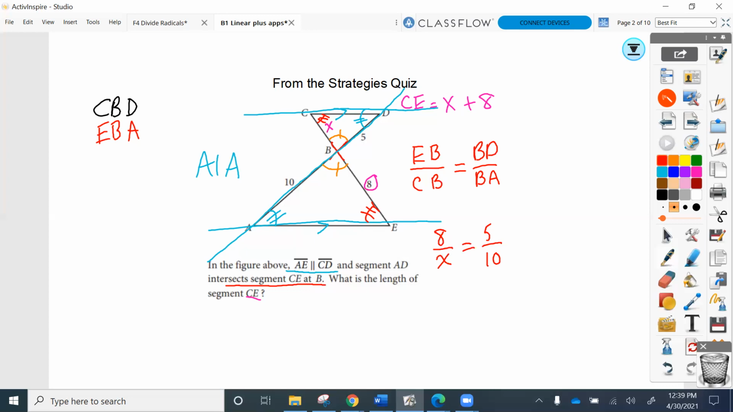So if you do product of diagonals, you can say that 80 is equal to 5X. And divide 80 by 5, you get 16. But remember, we said that CE is going to equal X, which is 16 plus 8. So this is very typical of an SAT problem.